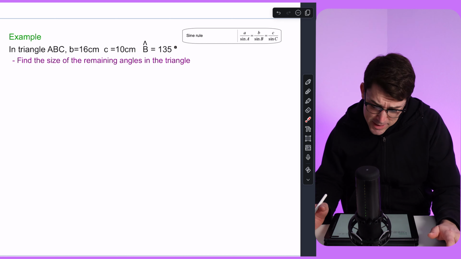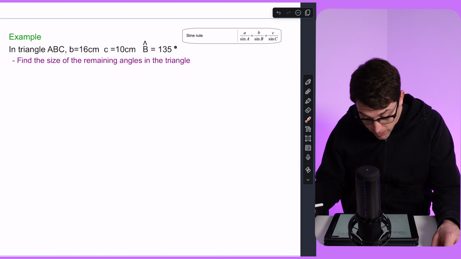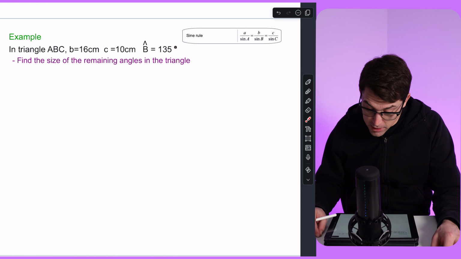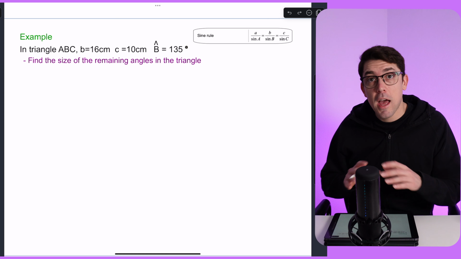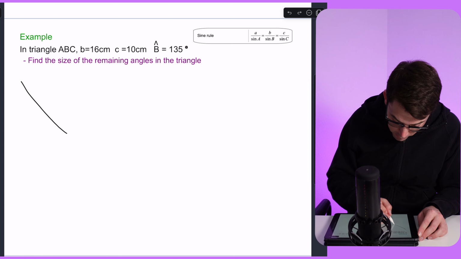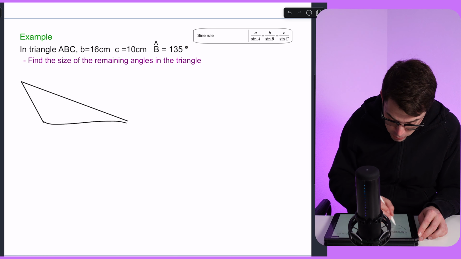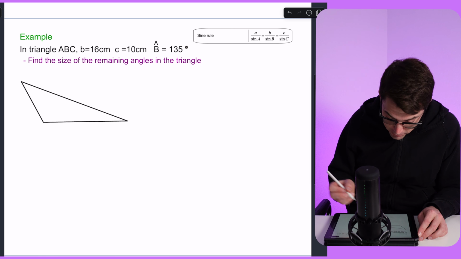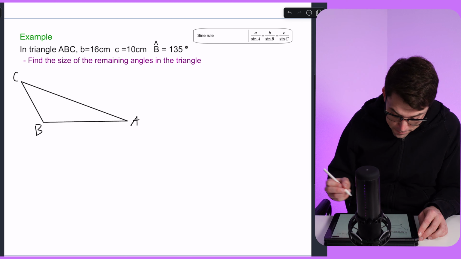So in triangle ABC, we're given that little b, which is the length of one of the sides, is 16, the length of c is 10, and the angle B is 135 degrees. Find the size of the remaining angles in the triangle. In these kinds of problems, it's always best to draw them out with a diagram. It makes it much, much easier to work with. So I'm going to draw a triangle, and of course, it might not be to scale exactly, but I'll call this A, call this B, call this C.